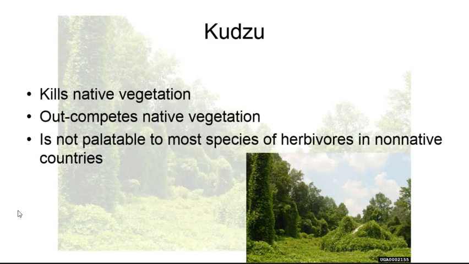Kudzu. If you've ever traveled anywhere in the South along the highways, you'll see this vine that encompasses everything, right? It just smothers everything. And that includes native vegetation. It's also inedible to most herbivores. So as this spreads and kills vegetation, it's not being kept in check by any sort of predator because no herbivores here eat it. This was a house, by the way.